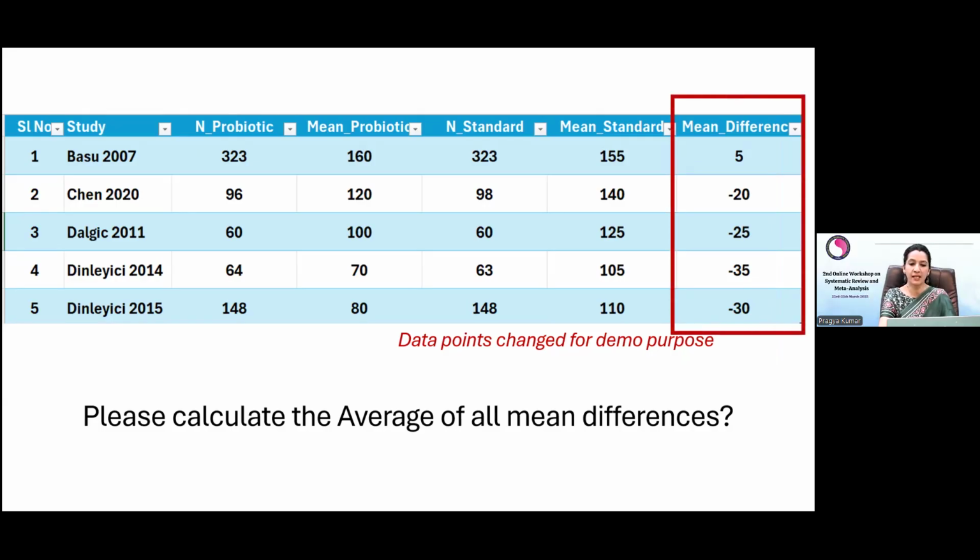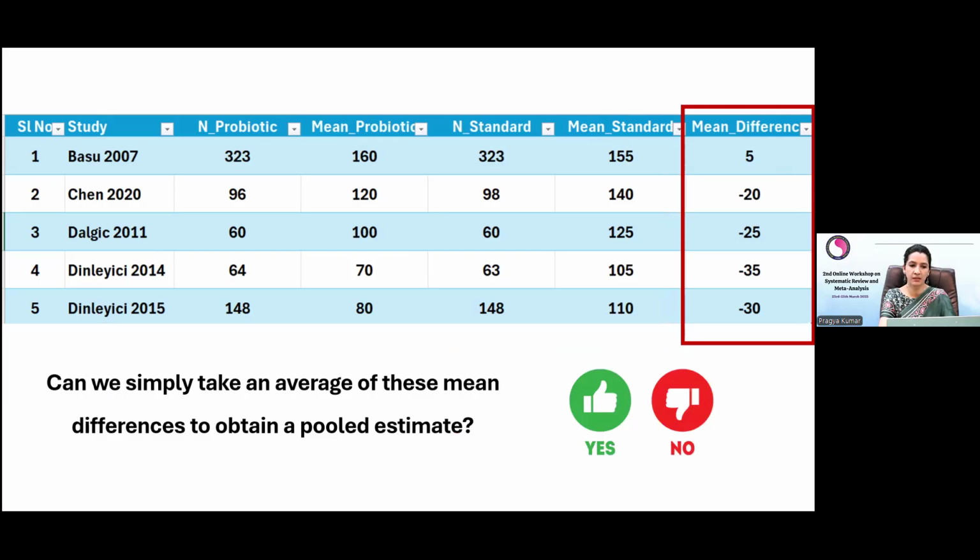So can I say that the pooled mean difference is 23? Can we simply take the average of these means, and can I say that the pooled mean difference of the duration of diarrhea across these 5 studies is 23, 21? What is your answer? Yes or no? Geeta is saying yes and Subhapriya is saying no. So the answer is no. Why no?